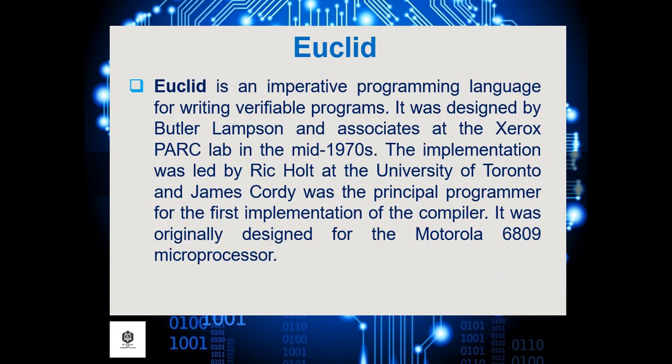Euclid. Euclid is an imperative programming language for writing verifiable programs. It was designed by Butler Lampson and associates at the Xerox PARC Lab in the mid-1970s. The implementation was led by Rick Holt at the University of Toronto, and James Cordy was the principal programmer for the first implementation of the compiler. It was originally designed for the Motorola 6809 microprocessor.